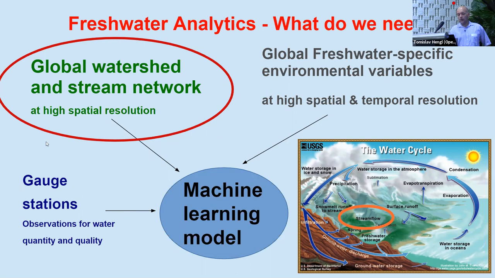We need a global watershed and stream network. So we need to know where the streams are, because we know very well where the roads are, or almost very well, but we don't know where water is, and we don't know how much water we have. And then we also have the predictors, that in this case are global freshwater environmental variables. So I'm going to talk briefly about this one, and then about the second one, the predictors.